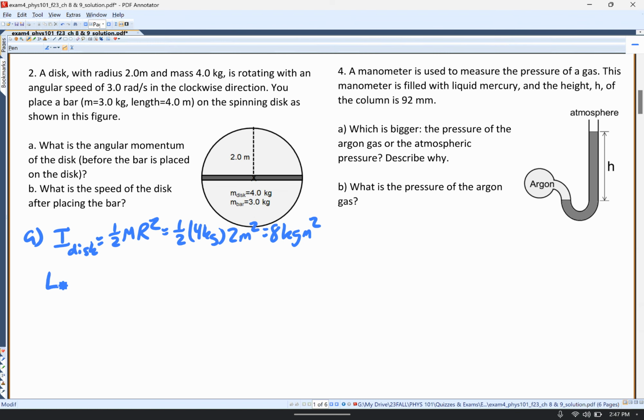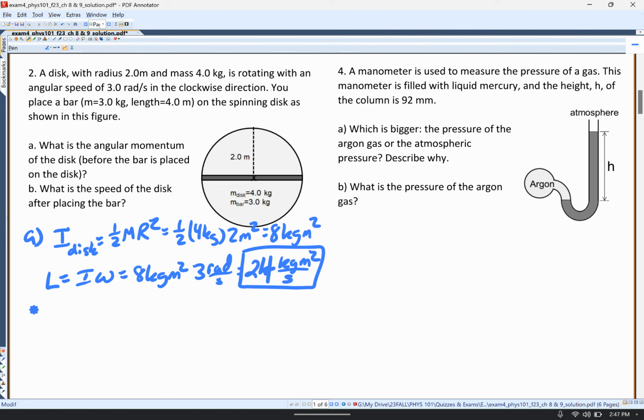And then to find the angular momentum, that's just I times omega. I'm just going to assume that I want to know the magnitude of it. The direction of the momentum is different than plus or minus, but we won't really talk about that. But anyway, I have 8 kilogram meters squared times omega, which is 3 radians per second. So that's 24 kilogram meters squared per second. So that's the answer for part A, 24.